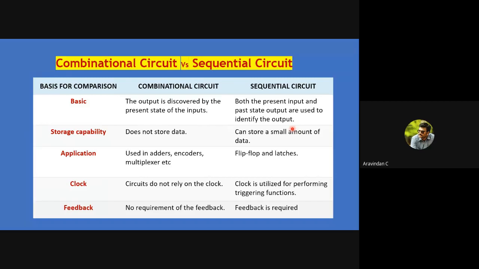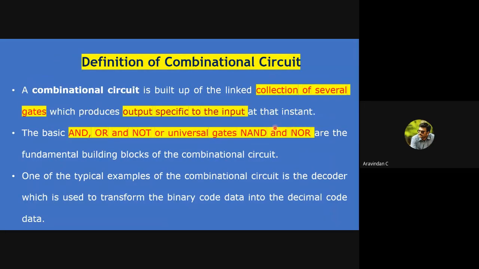From now onwards, we are going into sequential circuits, which means we are going to use a clock, we are going to have a storage memory, and we are going to have a feedback circuit also. These are the three main things we are going to use in the circuits. Earlier, we mainly used AND, NOT gates and universal gates. These depend on present input and present output, and we also went through various gates.